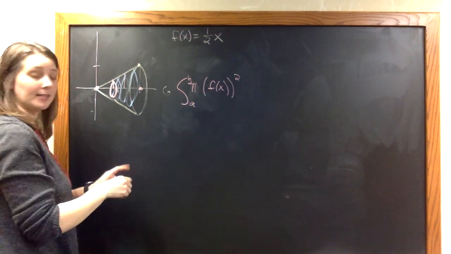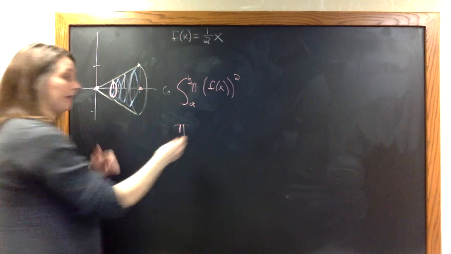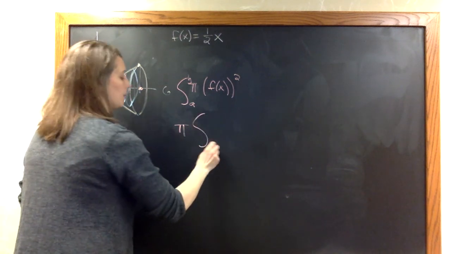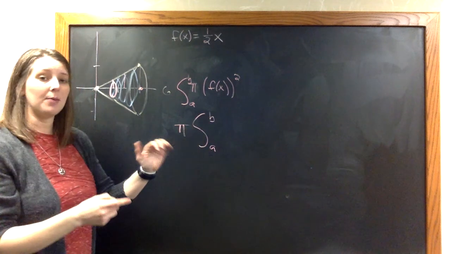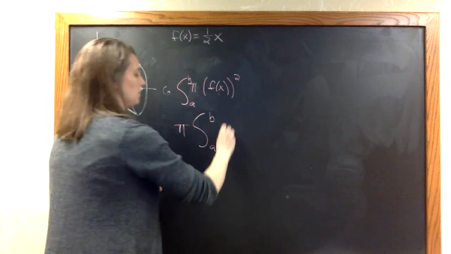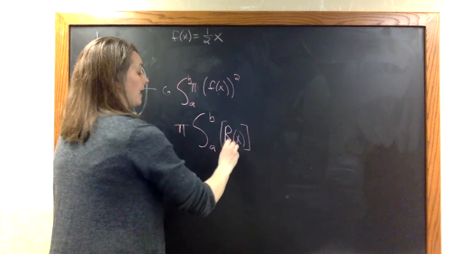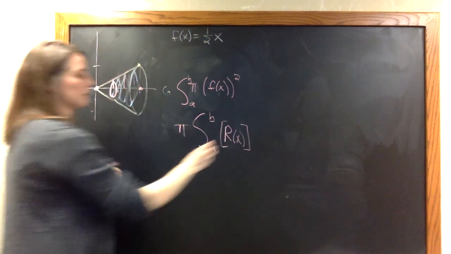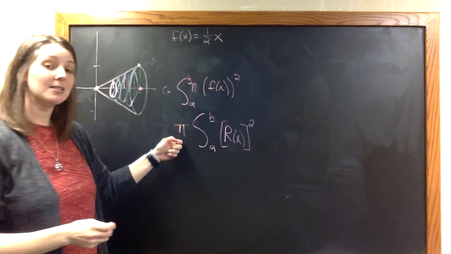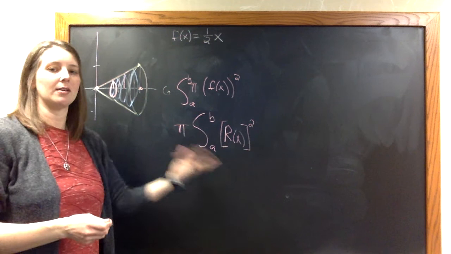Now, pi is just a constant, so we can pull that on the outside. So to find the volume of the solid, it's pi times the integral from a to b of whatever our function is, squared. Your book doesn't use f of x. It uses r of x just to represent the radius. That function defines the radius of all of those different circles. So it is just the area formula for a circle, pi r squared, except we have an infinite number of circles.